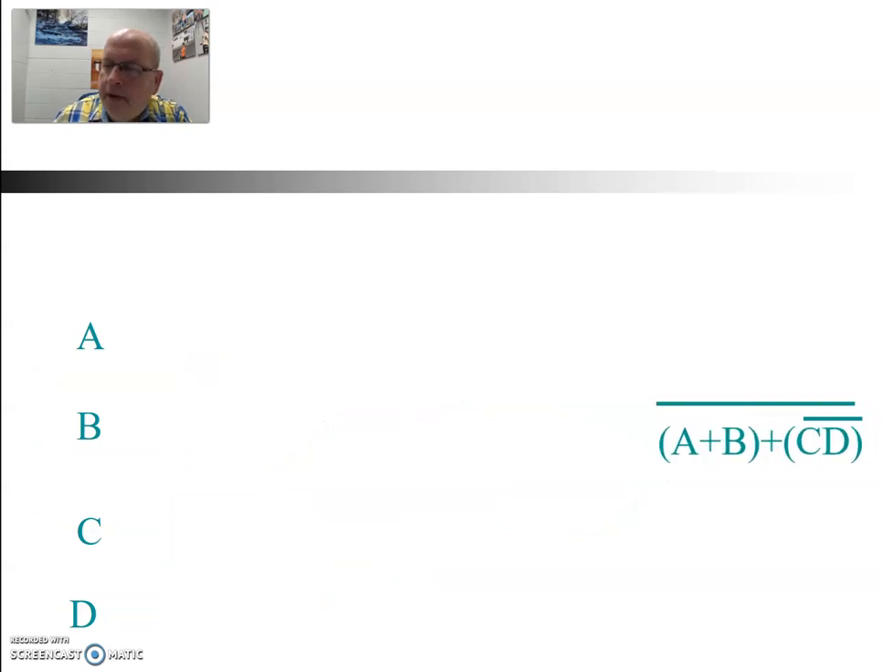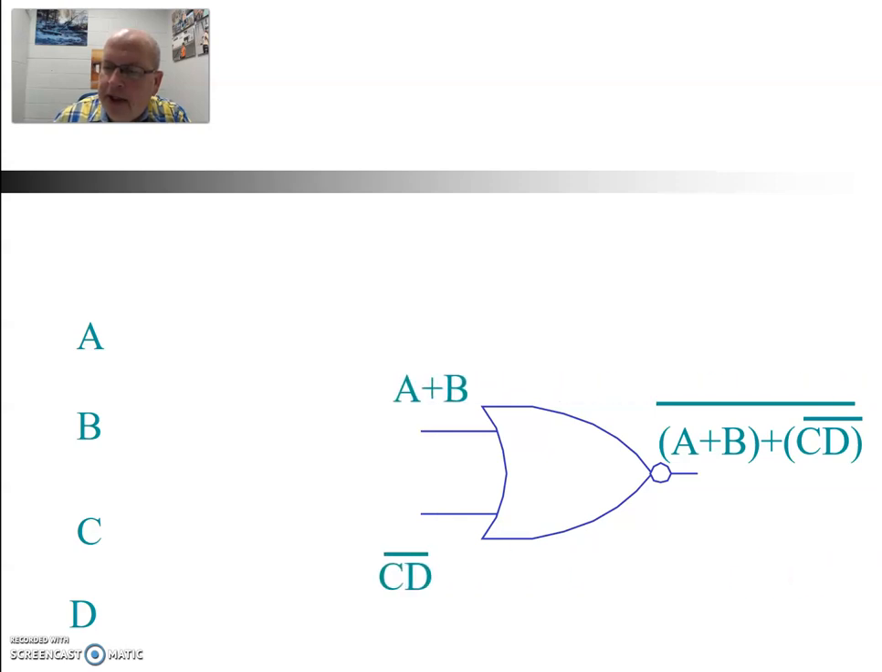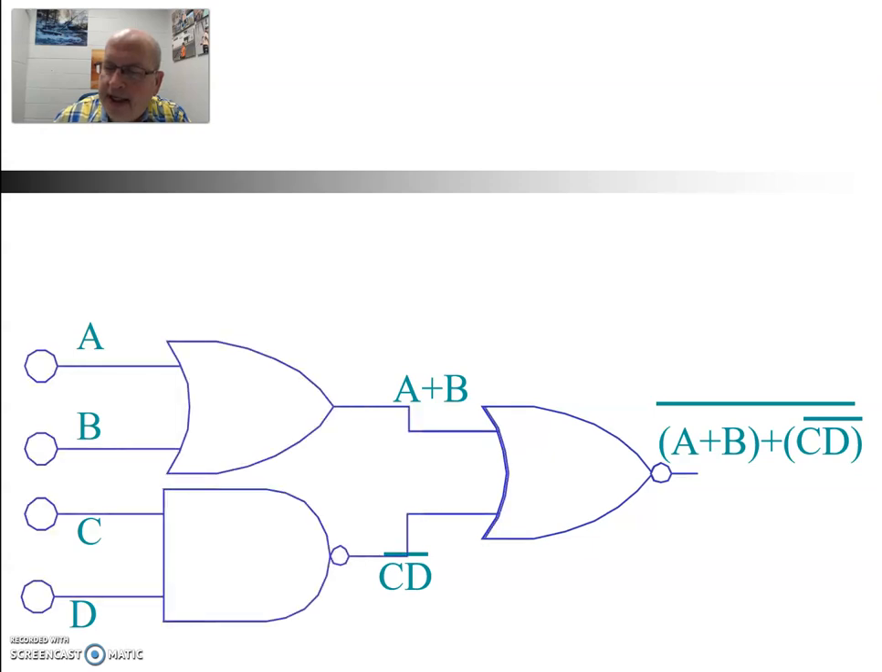Here we go with a couple of overbars. We have A plus B plus not CD, and then overbar over everything. So the overbar over everything along with the addition gives us a NOR gate, and then one input is A plus B and the other one is not CD. So A plus B and not CD, well, the A plus B is simply an OR gate, and the not CD is a NAND gate. So there it is. That's how you sketch it out.